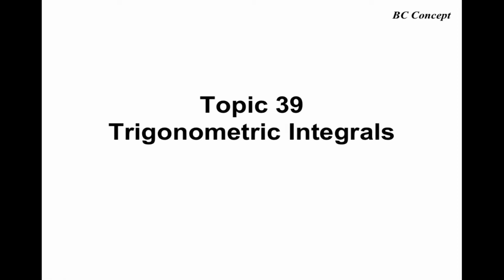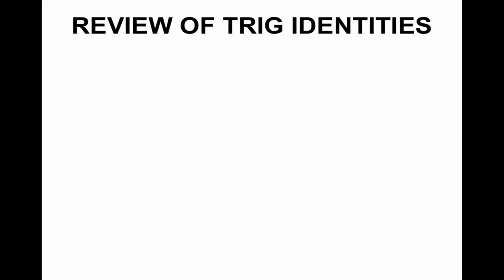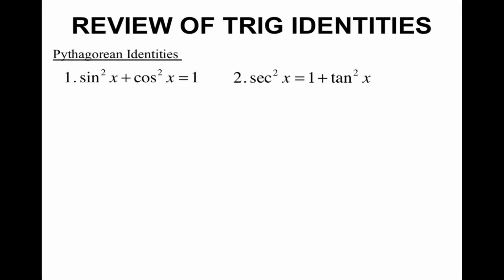Hey Calculus class! Tonight we're going to learn topic 39, the trigonometric integrals. So let's do a quick review of some of our trig identities. We have our Pythagorean identities: sine squared x plus cosine squared x equals 1; secant squared x equals 1 plus tangent squared x; and cosecant squared x equals 1 plus cotangent squared x.